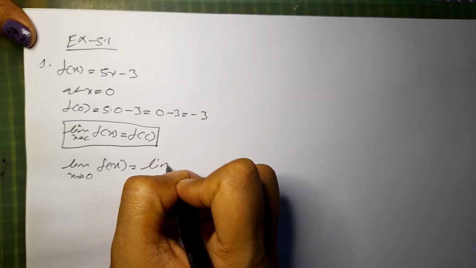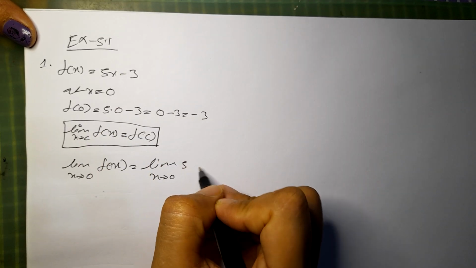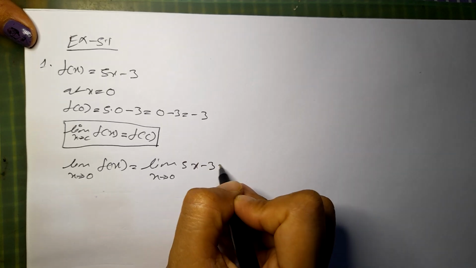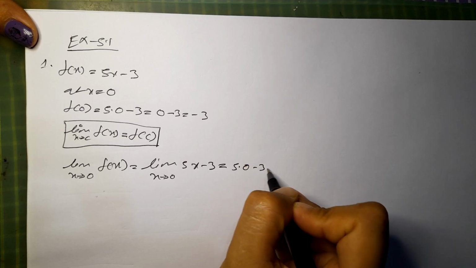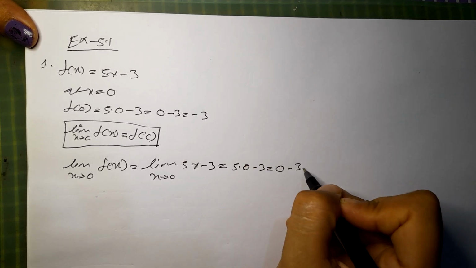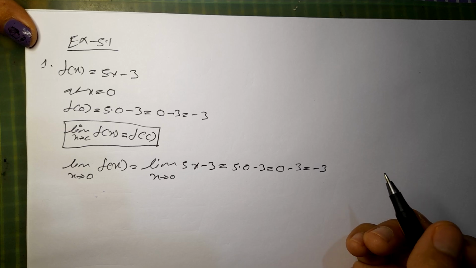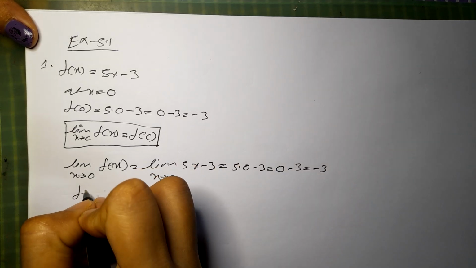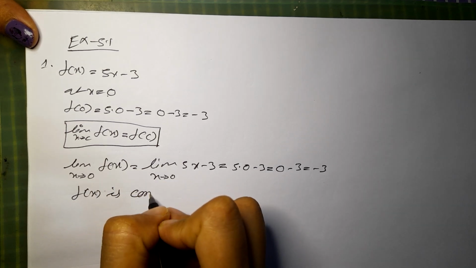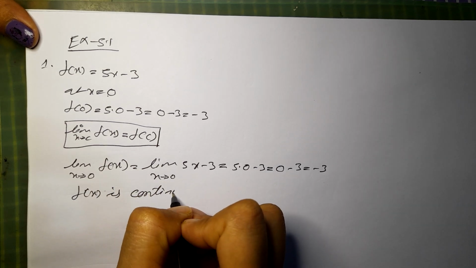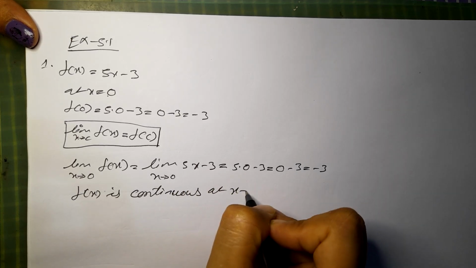Now limit x tends to 0, what is the value of f(x)? That is 5x minus 3. Instead of x it will be 0. So 5 into 0 minus 3, that is 0 minus 3, that is minus 3. So f(x) is continuous at x equal to 0.